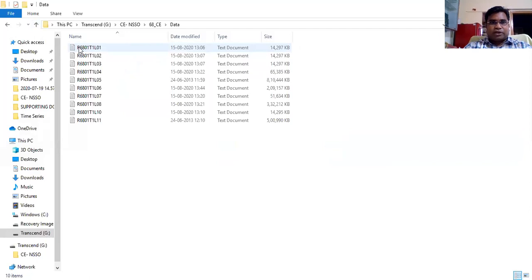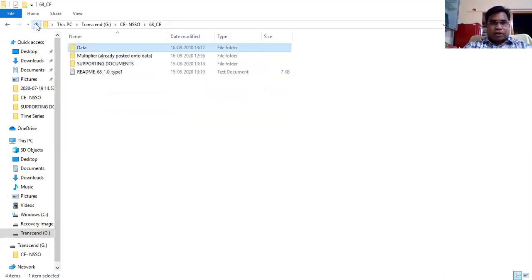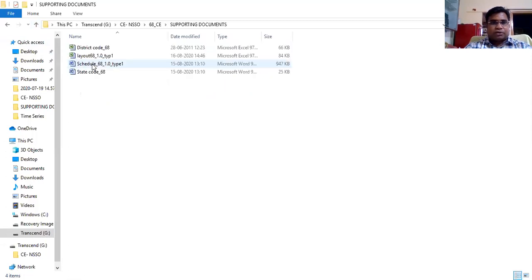If you go to the data folder, you see there are 1, 2, 3, 4. That's how this whole data runs into 11 parts, 1 to 11. So there are 11 data files which are in text format. It is in raw format. Now, the multiplier documents we'll come back to later on. Let us go to supporting documents.